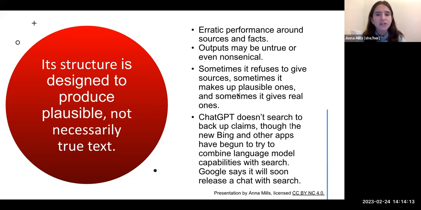However, that is changing to some extent as we see companies try to merge these tools with search. So you may have heard about the new Bing combining these language model capabilities with searching for real sources. So we're starting to see hybrids. But you'll still see cases where these models don't actually make sense, or they're contradictory, or they're saying falsehoods.